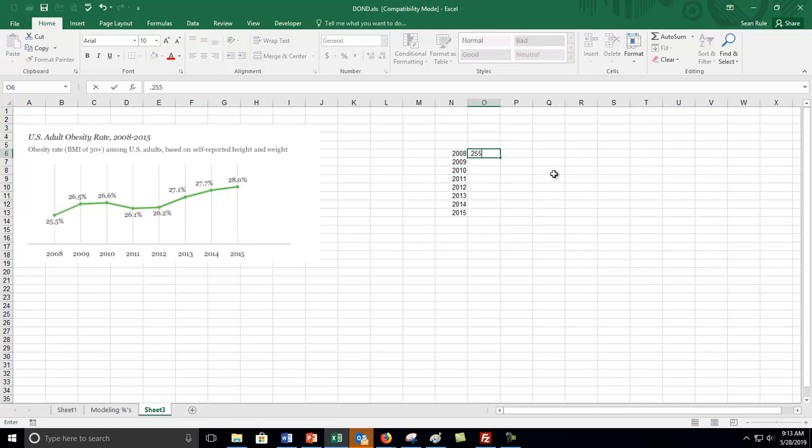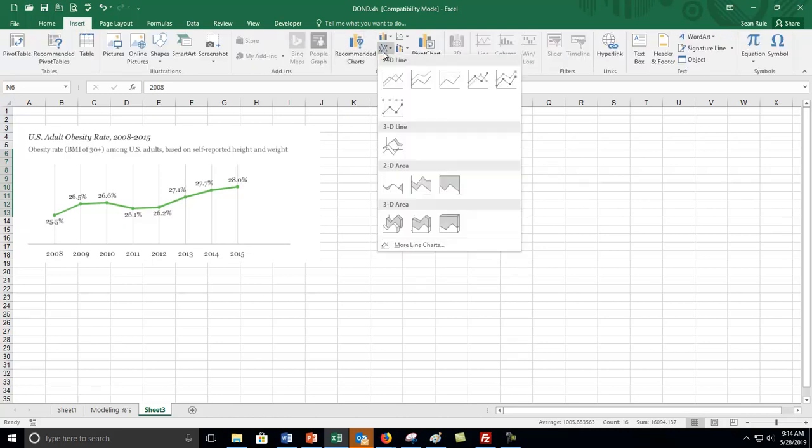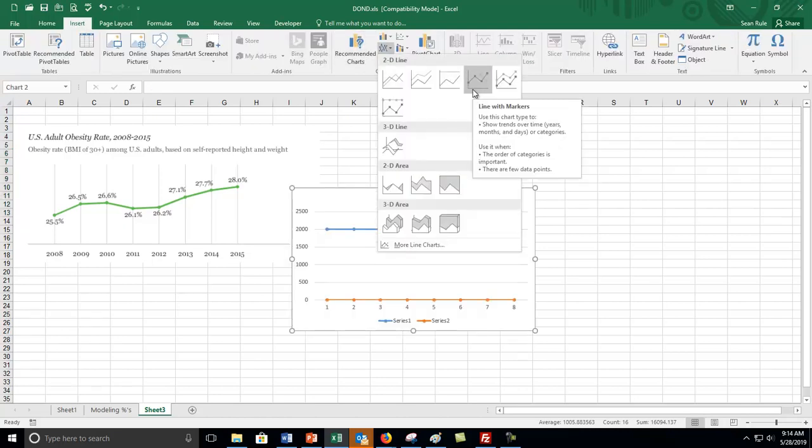I'm going to put the percentages in. So that's 0.255, 0.265, 0.266. I'm just copying the numbers over. 0.26. Whoops. 0.261, 0.262, 0.271, 0.277, and 0.28. All right, we're going to make the exact same graph they just made, which is a line graph with points, I believe.